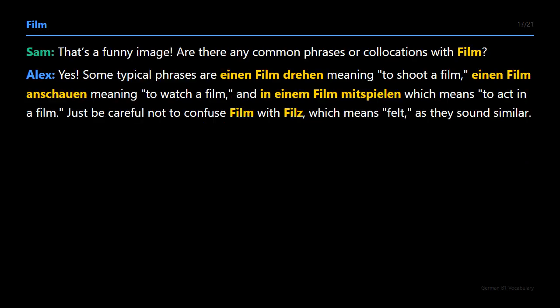That's a funny image. Are there any common phrases or collocations with Film? Yes. Some typical phrases are Einen Film drehen, meaning to shoot a film, Einen Film anschauen, meaning to watch a film, and In einem Film mitspielen, which means to act in a film. Just be careful not to confuse Film with Filz, which means felt, as they sound similar.